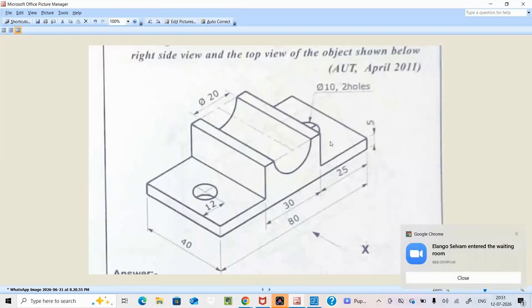The total height means this diameter is given as 20, and the remaining distance we should assume as 5. This height of 5 is given. Even if you see this distance, a total of 30 is given, and the diameter 20 is given, so the remaining 5 you can take here. This height we take as an imaginary point, that is this diameter 20 plus this 5 distance. So the total height is this 40 and this 25.